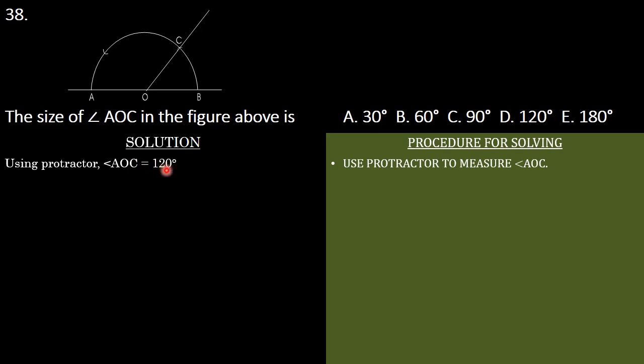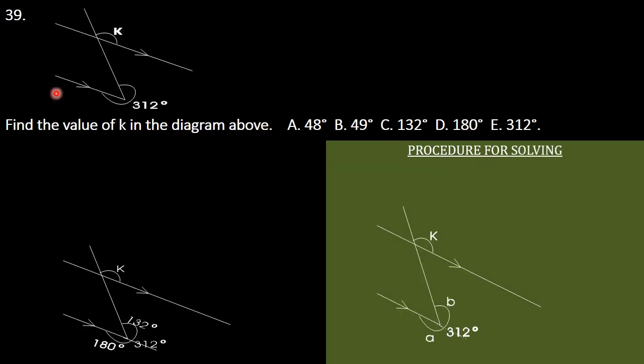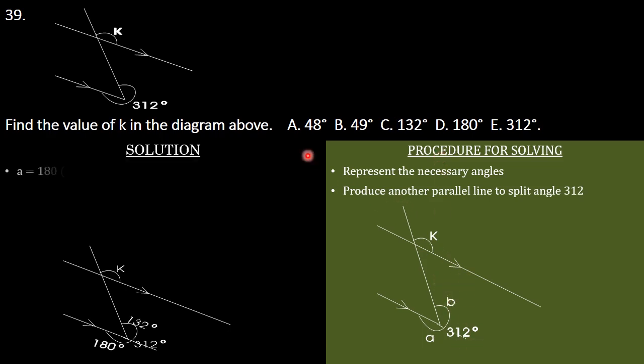Question 39. Find the value of k in the diagram above. Let's check the procedure for solving this. Represent the necessary angles, then produce another parallel line to split angle 312, that is this angle. Let's check the solution. When we produce a parallel line to split this angle 312, we have this line. We have this angle as A and this angle as angle B. Then don't forget that sum of angles on the straight line is 180 degree. Therefore, we have our A to be 180 degree and B will be the remaining.